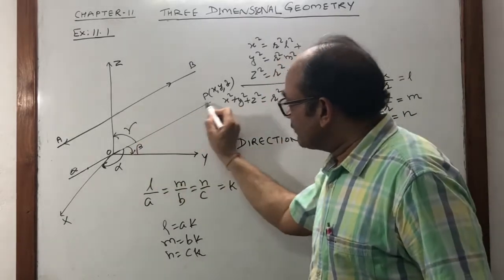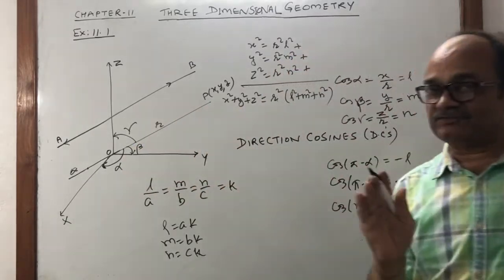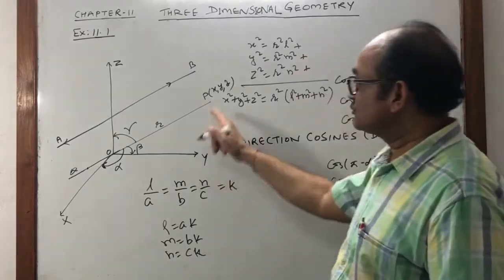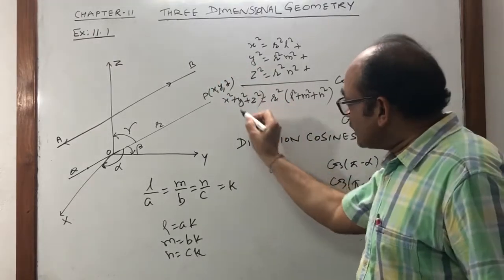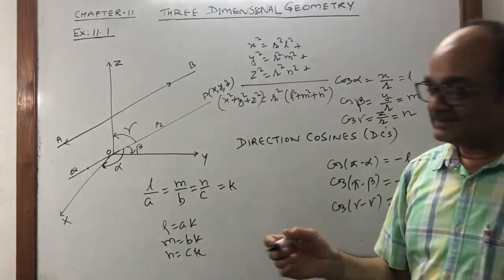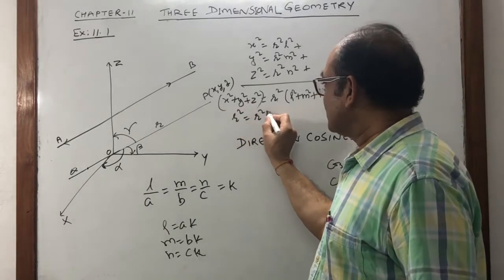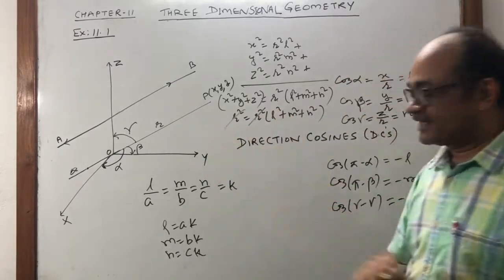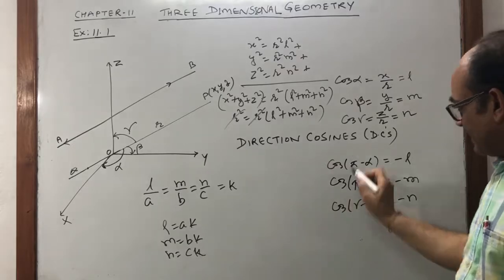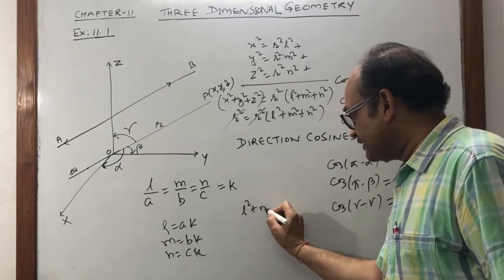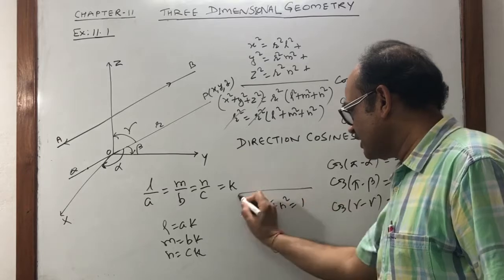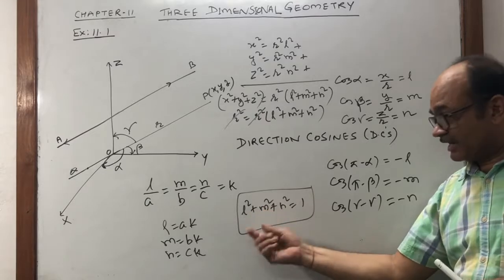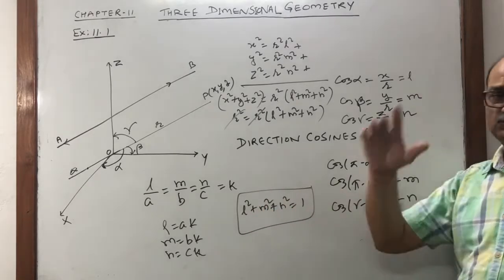R square is what? If this one is the OP vector, then what is R? R equals under root of A square plus B square plus C square, that is X square plus Y square plus Z square for this case. Hence X square plus Y square plus Z square is R square. So here we can write R square, L square plus M square plus N square. R square cancel out. Hence the most important thing, L square plus M square plus N square is always 1. Very important formula. Direction cosines relation, L square plus M square plus N square is always 1.